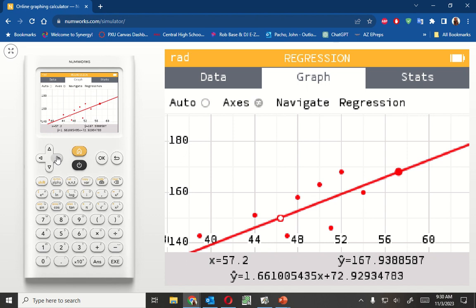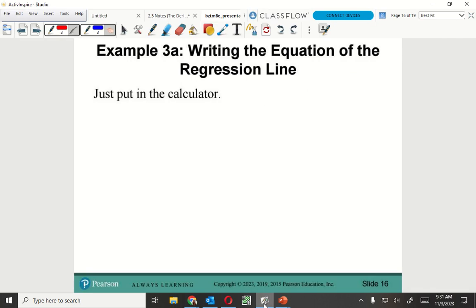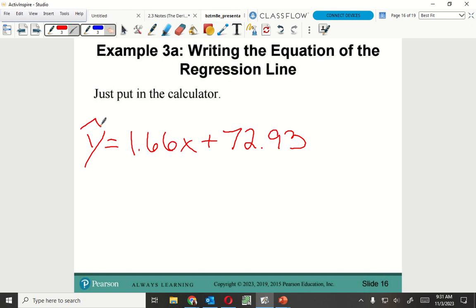So if I were to round that off, I could say that's going to be 1.66x plus 72.93. I'm rounding it to there. So that's the equation, and the symbol for that has a little hat over it. And then what do we say the R value is? R was about 0.79.